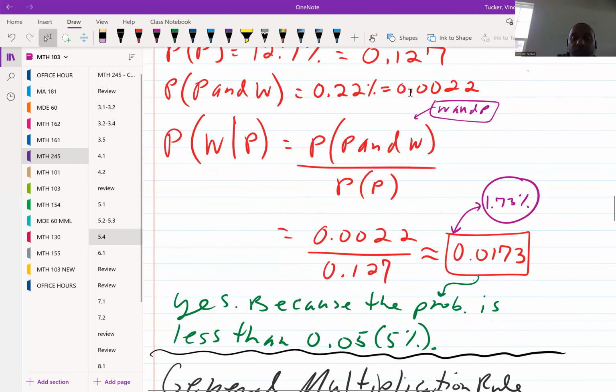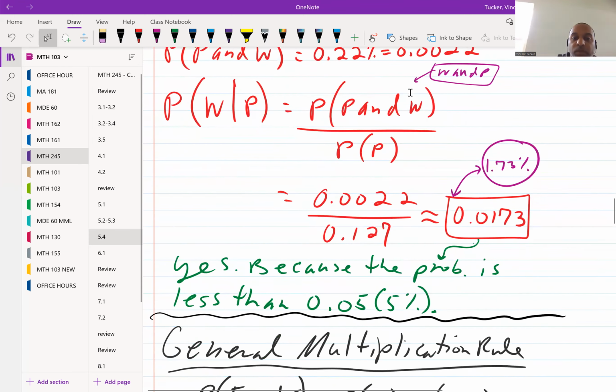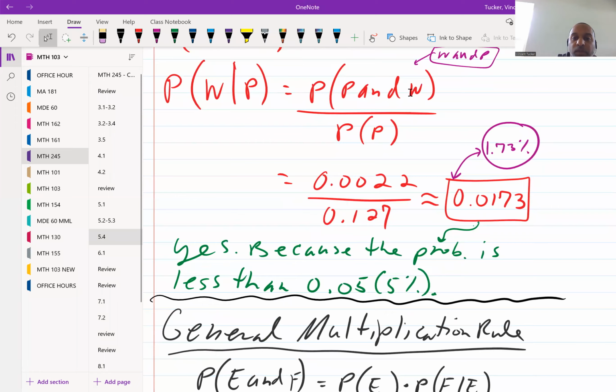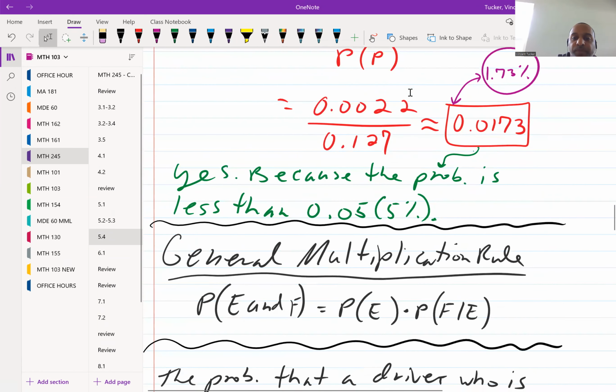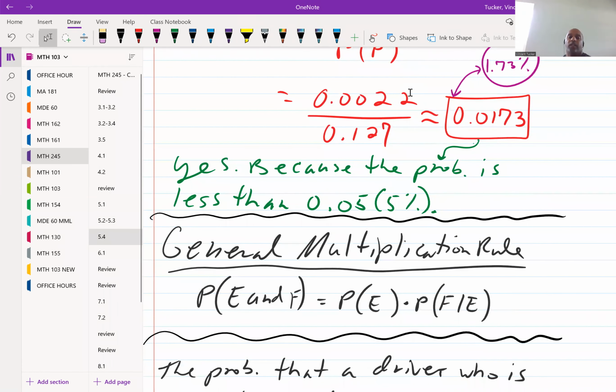All right, questions. Everybody good? All right, so there goes the general multiplication rule. I'm going to take the probability of E and multiply it times the probability of F, given that E has already occurred.